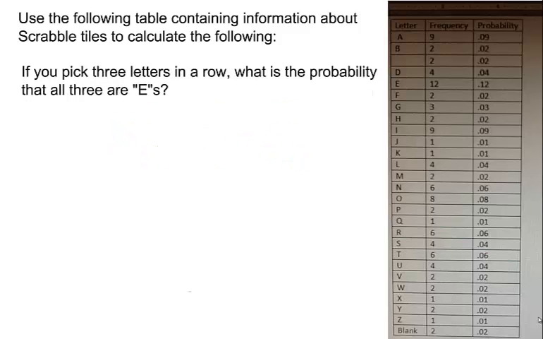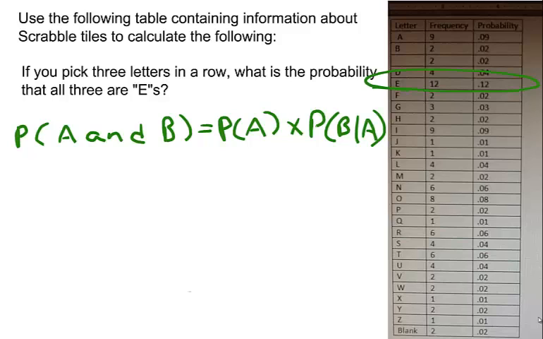Now let's look at some applications of the general multiplication rule. Suppose we pick 3 letters in a row. What is the probability that all 3 are E's? Because we're drawing the Scrabble tiles out of the bag and not replacing them as we go, we need to apply our general multiplication rule for AND events. The general multiplication rule for AND events states the probability of A and B is equal to the probability of A times the probability of B given A. This is the formula that we use when we're drawing items without replacement.